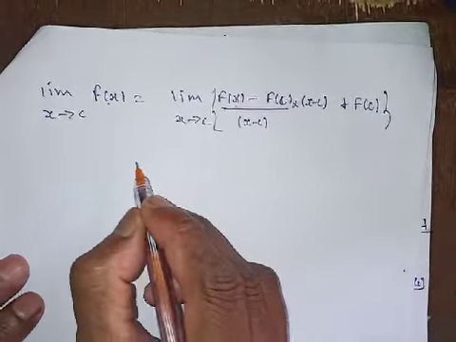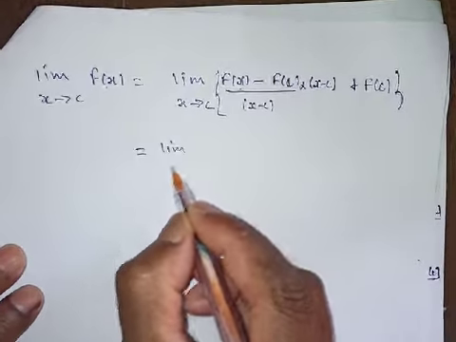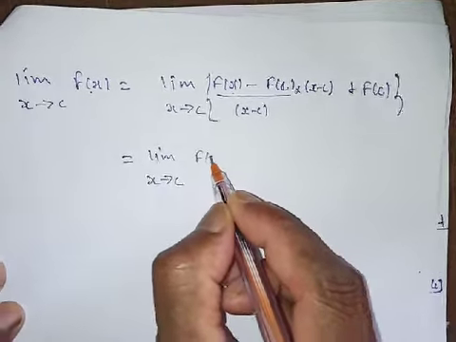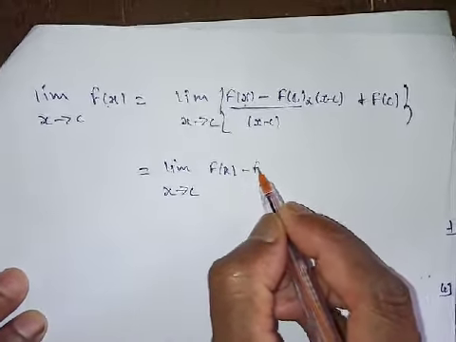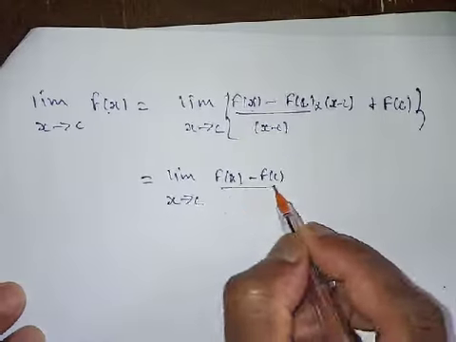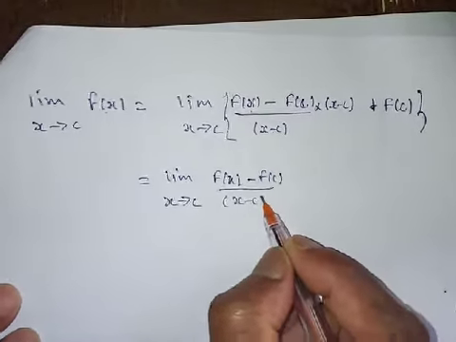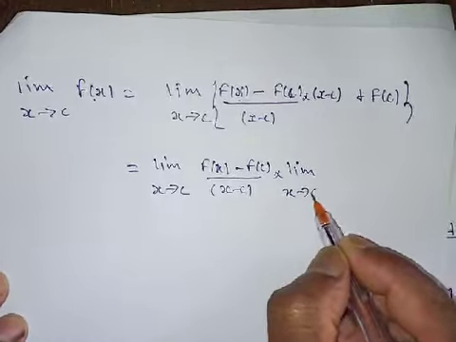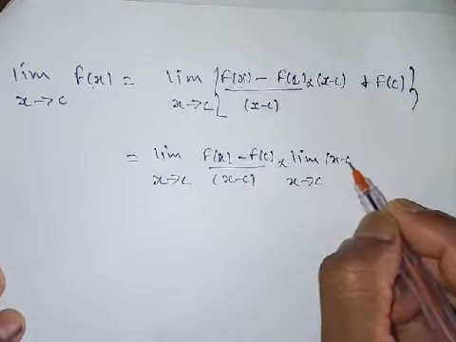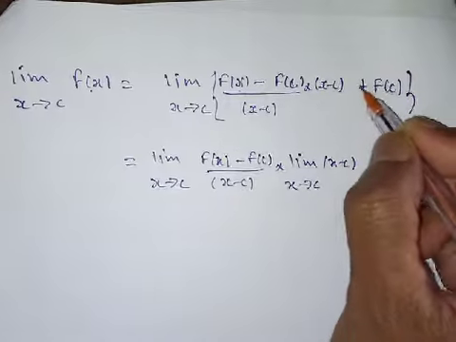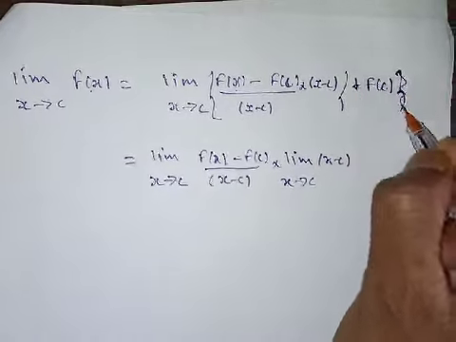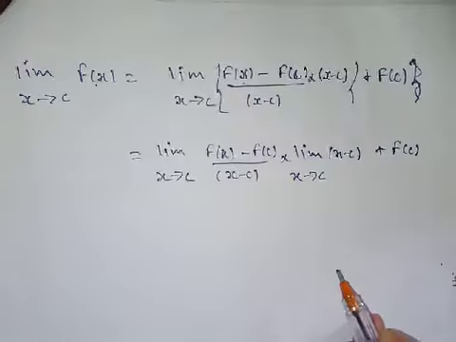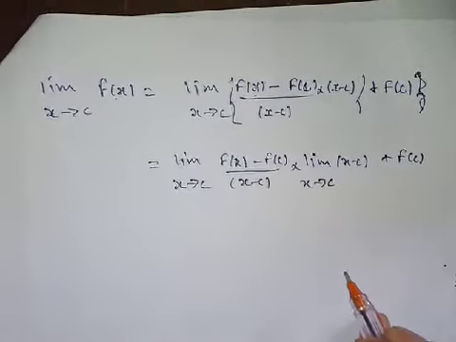So if I apply the limit now, limit x tend to c, f of x minus f of c upon x minus c into limit x tend to c, x minus c. This will be outside the bracket plus f of c. Okay. Listen.